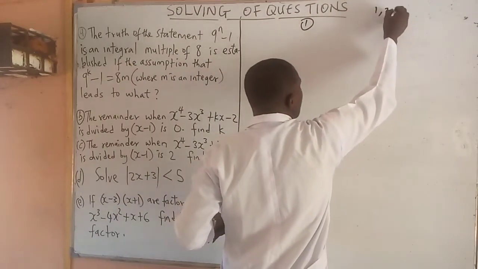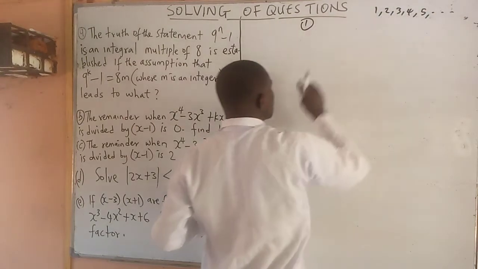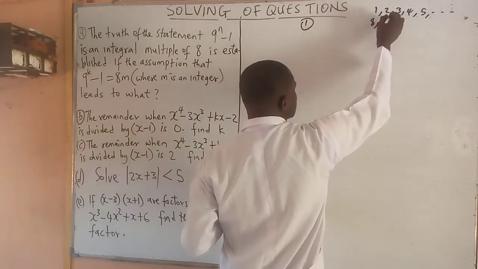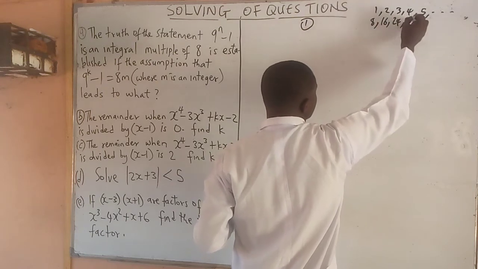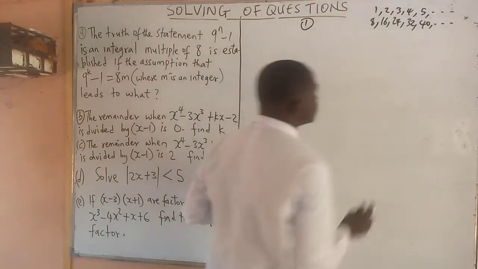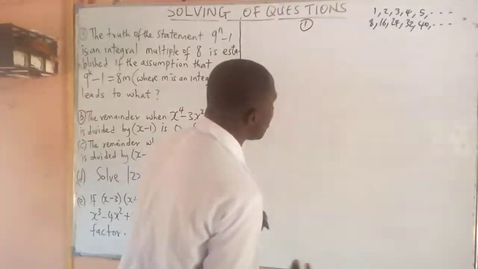From 1, 2, 3, 4, 5, dot, dot. What are multiples of 8? 8 times 1, 8. 8 times 2, 16. 8 times 3, 24. 8 times 4, 32. 8 times 5, 40, dot, dot, dot. So you continue 48, 56, and so on.